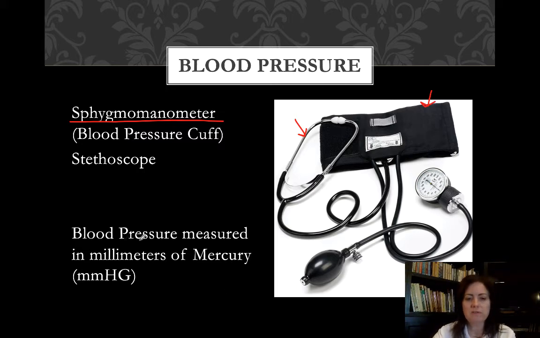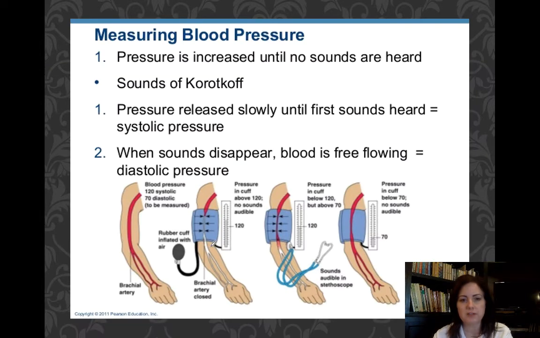Blood pressure is measured in millimeters of mercury. And the only thing I would add to this is that it would actually be mmHg, with a capital H and a lowercase g. So that's on me, correct that on there. So that's how we express our blood pressure.